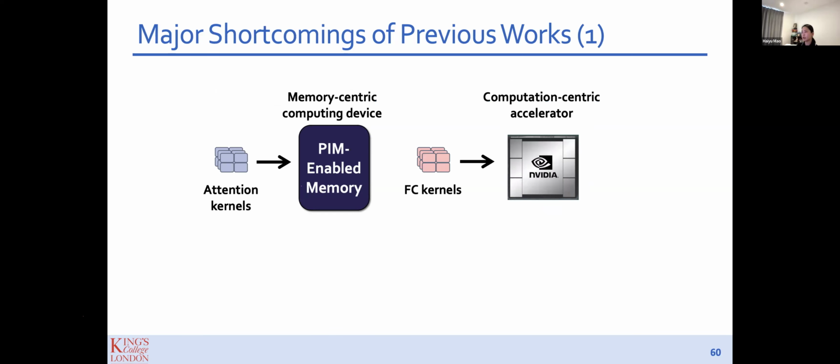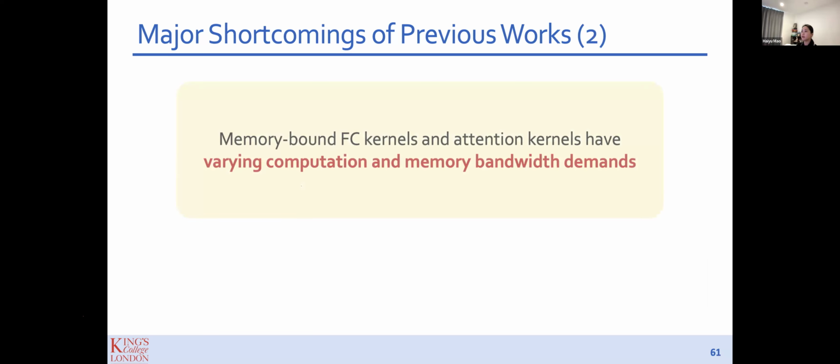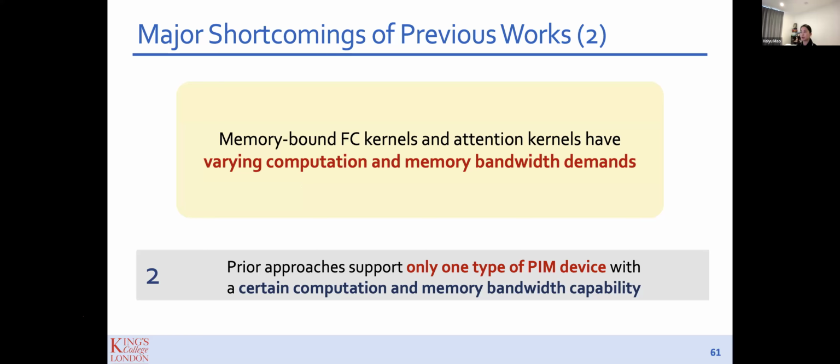The major shortcoming of previous works is that they statically assign these tasks without considering the changes across different requests or changes in the parallelism levels. So the static scheduling leads to suboptimal performance across different parallelism levels. The second one is that memory-bound FC kernels and attention kernels have varying computation and memory bandwidth demands, and the prior works support only one type of PIM device with a certain computation and memory bandwidth capacity.